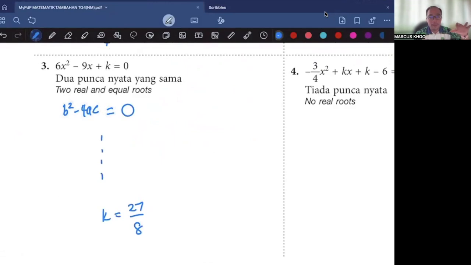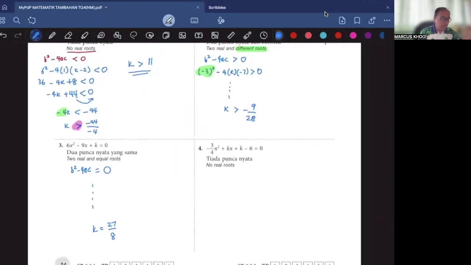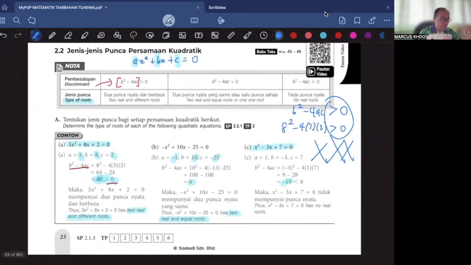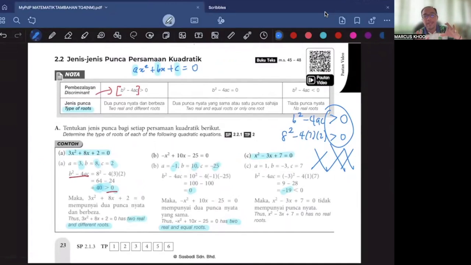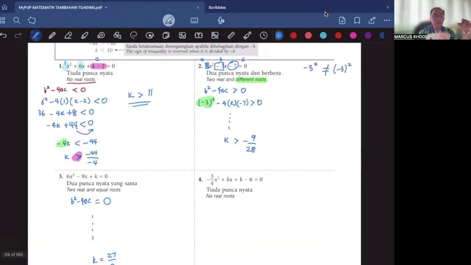Now, please remember the difference between this question and the question before. In the question before, you want to determine the types of roots, so for that you need to find the value of b squared minus 4ac. But in this question, the type of root is already given, so you can start from the whole sentence: less than 0, more than 0, equals 0. I think it's fine either way.